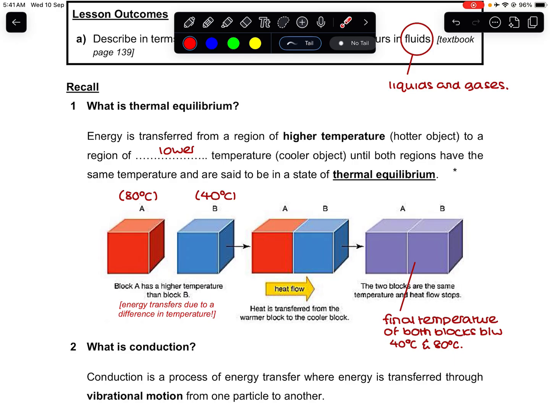Now, it will not be exactly at 60, because there are other factors to consider, for example, the size of the block, etc. Right? But we can make this conclusion that the temperature will be between 40 degrees Celsius and 80 degrees Celsius.